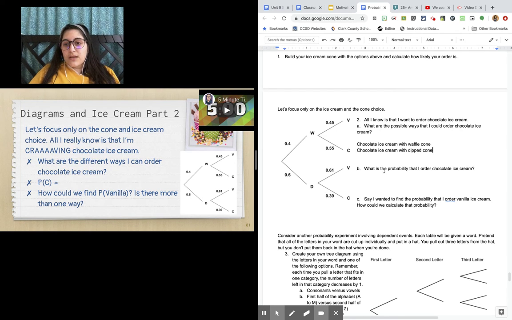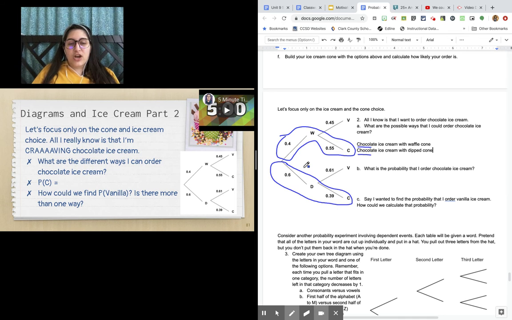So what I need to do is figure out, okay, what are the individual probabilities of this option and this option, right? So I need to follow this path, right? Because that path leads me to chocolate ice cream. And I need to follow this path. And since both paths lead to chocolate ice cream, I need to add them together at the end. Okay, so let's do that.